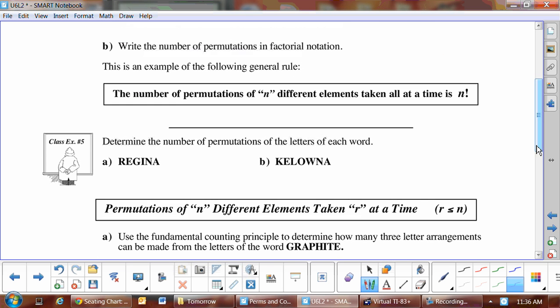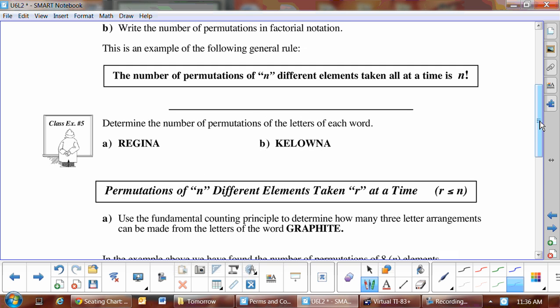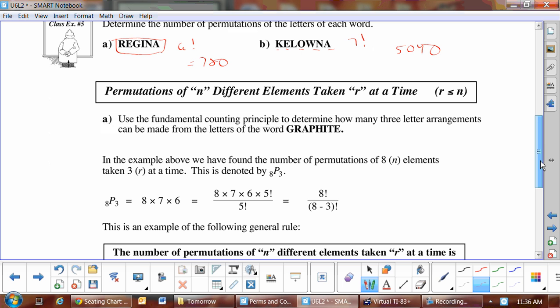Now, just to reiterate, the number of permutations, if you take all of them, you just do n factorial. So how many ways can I rearrange all the letters in the word Regina? That would be 6 factorial, which is 720. Kelowna, count them. There's 7 different objects, that's 7 factorial, or 5,040. Okay? Now, what if I don't want to take all of them? So if I had the word graphite, now always know how many you have. There's 8 letters.